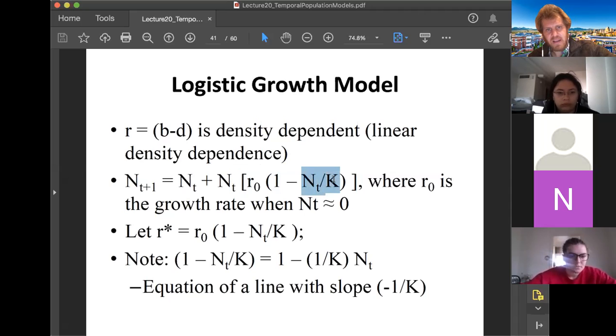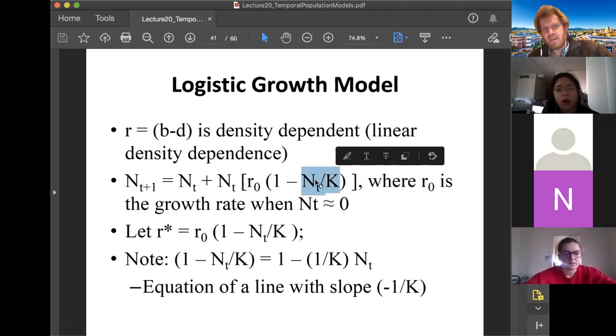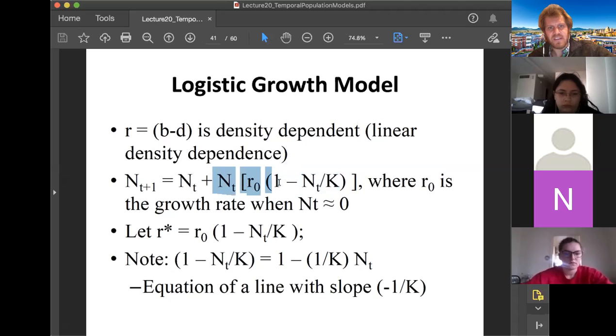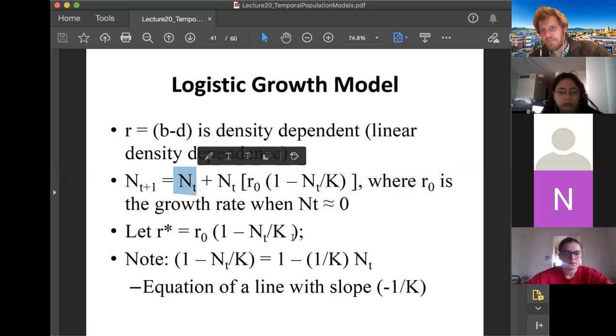So we can just see by looking at this algebra here that when N of t gets close to K, this is going to equal 1, and then 1 minus 1 equals 0, and then this whole thing is going to zero out, and we just have N of t plus 1 equals N of t.